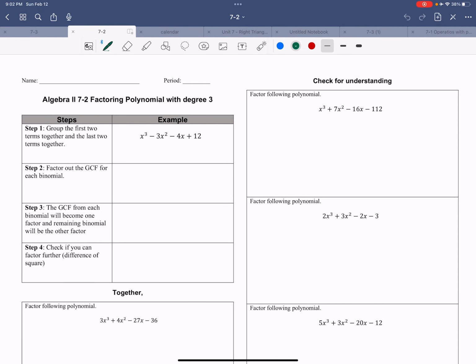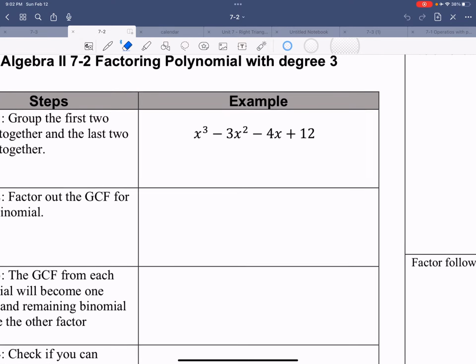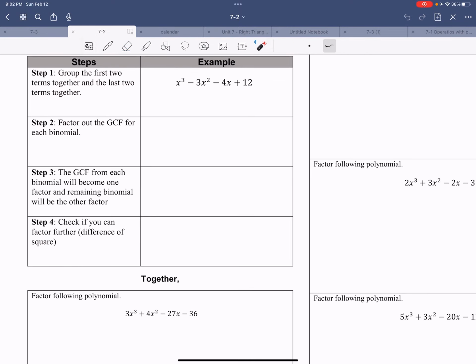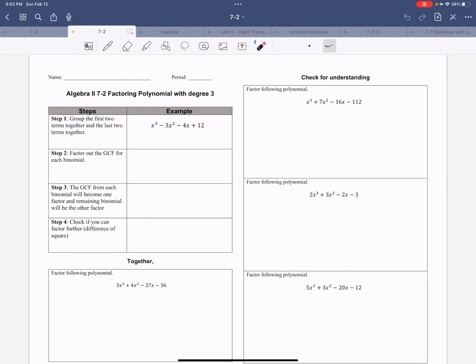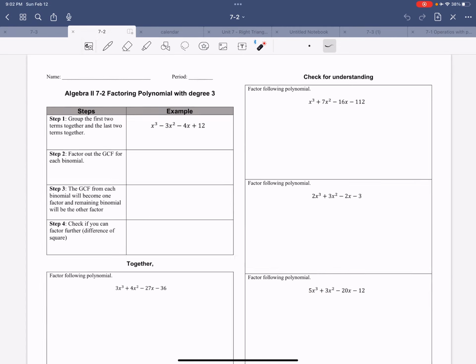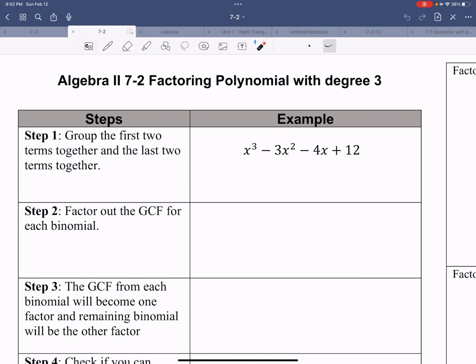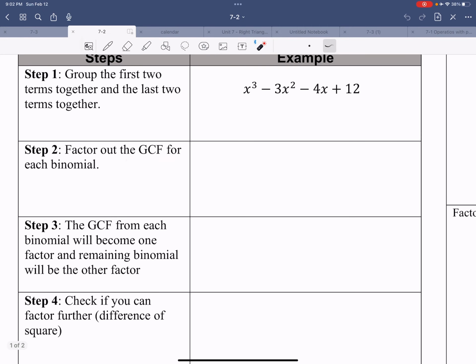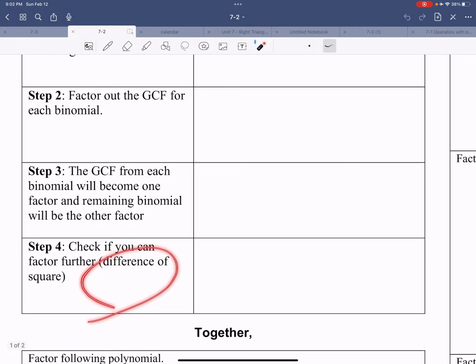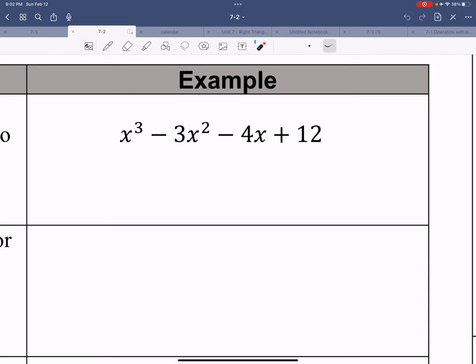Hello guys, this time I will go over factoring polynomials with degree 3, and that's a very easy one. You're going to have a polynomial that has 4 terms, and what you really have to worry about is finding the GCF and then, at the end, using difference of squares. Okay, so let's do this one.